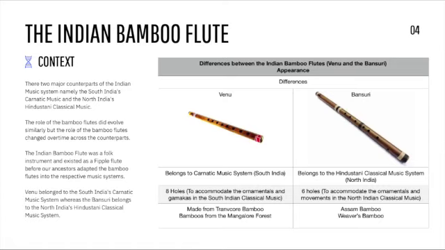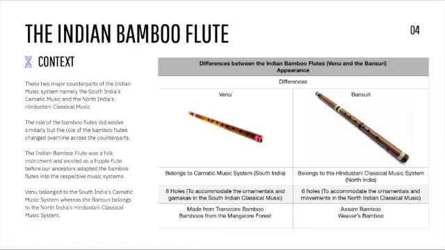It's not as close as the violin to where it resonates well with the voice. The Venu is an 8-hole flute to accommodate the music system, whereas the Bansuri is a 6-hole flute to accommodate the slow movement in the Hindustani classical music system.